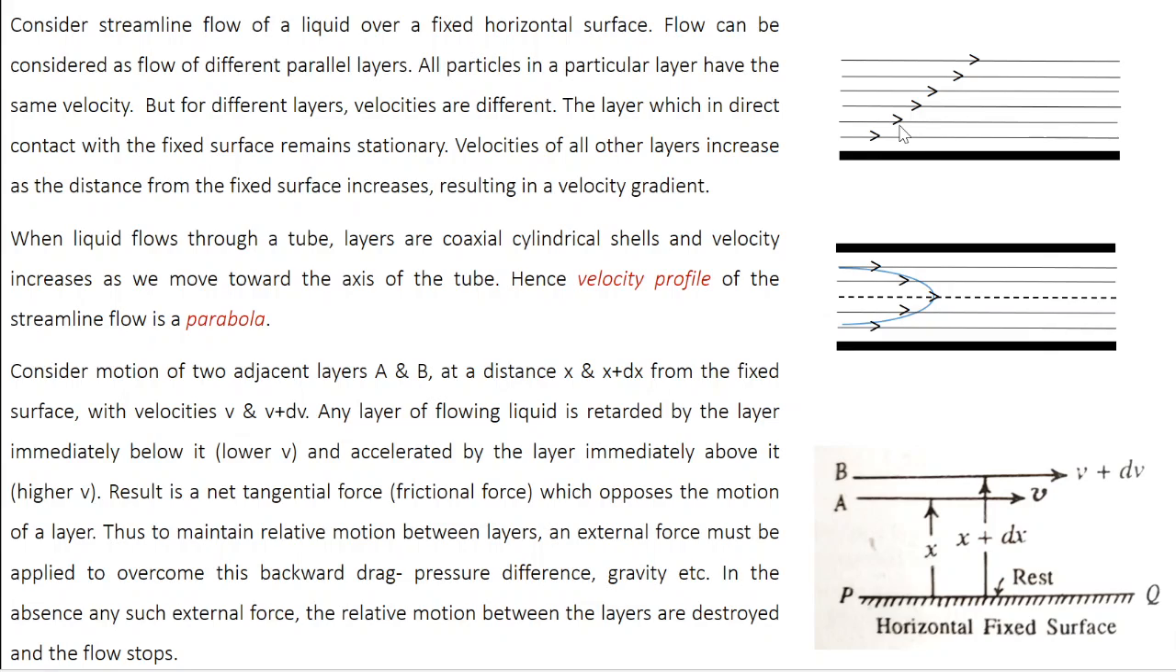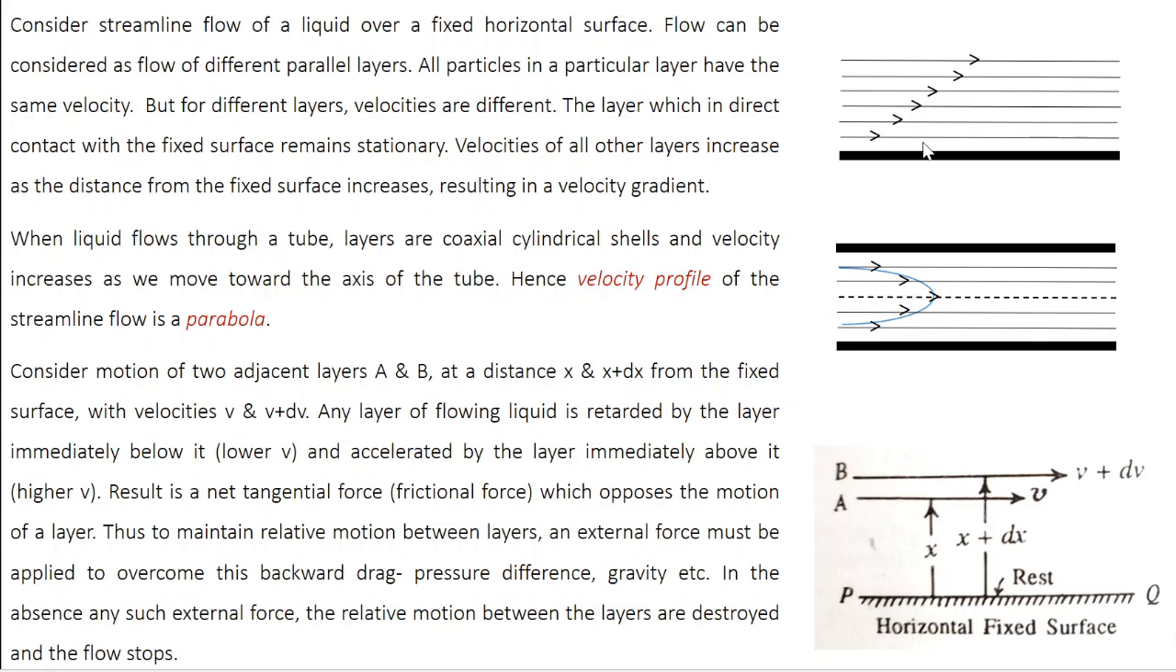When you look at the velocities of the subsequent layers, you can see that the velocities are changing. Typically, when the distance from the fixed surface increases, the velocity is also going to increase. Here, the position of the arrow mark is a measure of the velocity. You can see as you move away from the fixed surface, the position is increasing, which means the velocity is also going to increase.